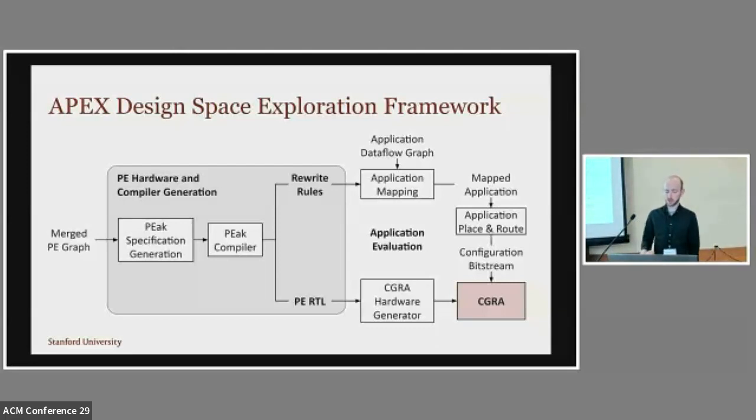The PE RTL goes into a CGRA hardware generation tool that creates the hardware for the entire accelerator. Using both of these things, we can automatically generate not only the hardware, but a full compiler to run whatever application we want on our customized CGRA with specialized PEs. This allows for very easy evaluation of the different PEs that we've explored.